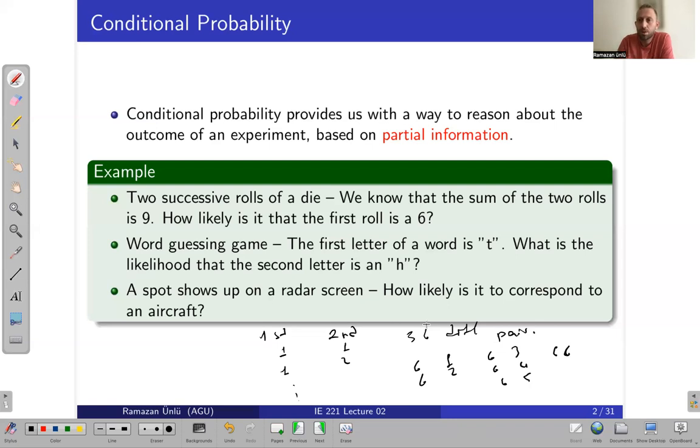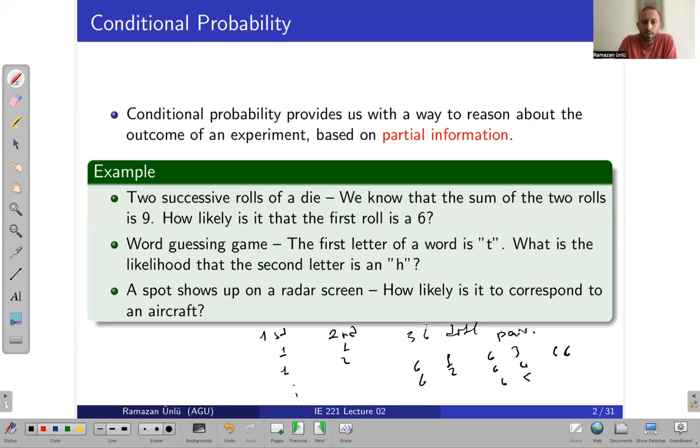And this is the main logic behind conditional probability. Another example is the word guessing game. Let's say the first letter of a word is T, and what is the likelihood that the second letter is an H? Again, this will reduce the size of your omega, your sample space. Instead of looking at all of the words, you will just look at the words whose first letter is T.